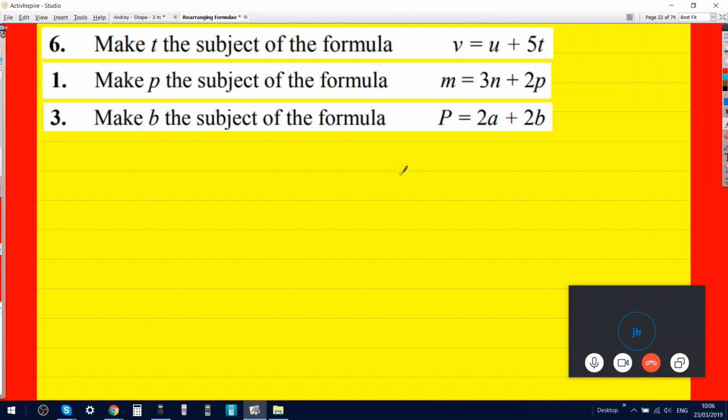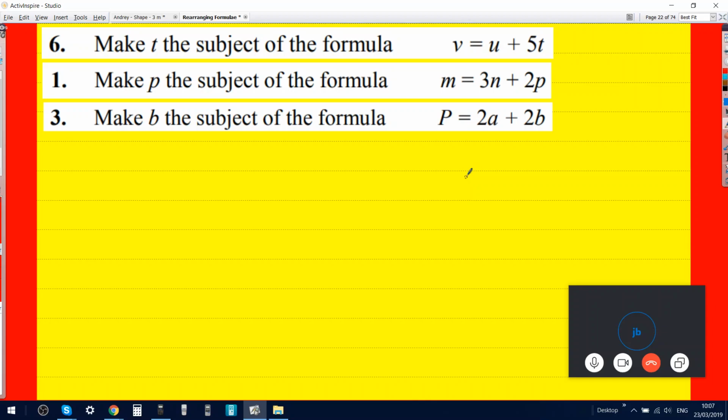So would it be... would you involve brackets with this? So you do 2 divided by a minus 2 divided by b equals p. No. So you're trying to get rid of the 2a. You're trying to get rid of the times 2. Oh, so would it be just 2a minus 2b? No. Step 1. Make b the subject. So would it be divide by 2?